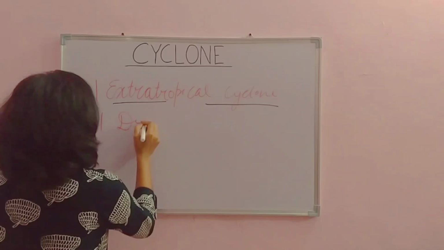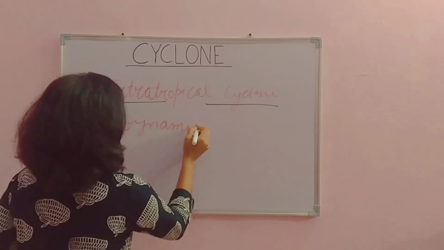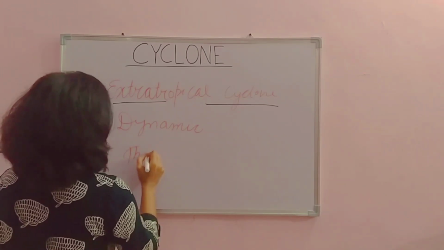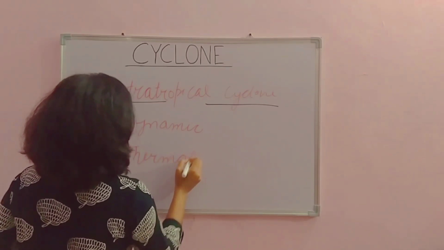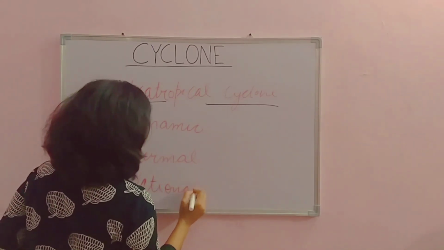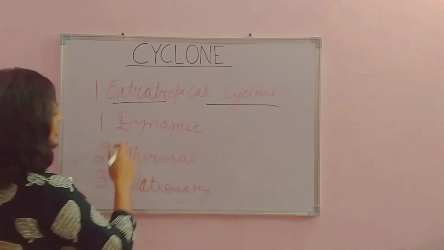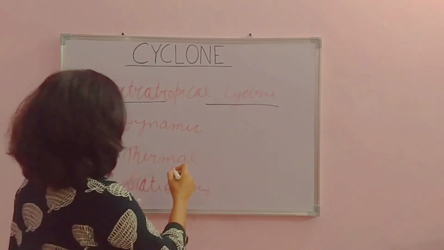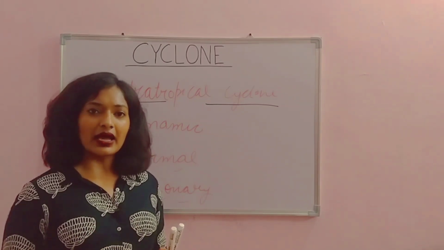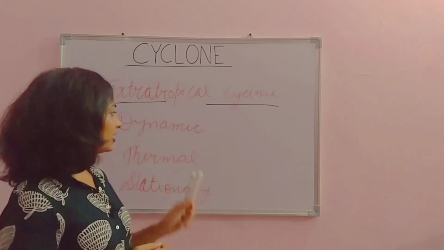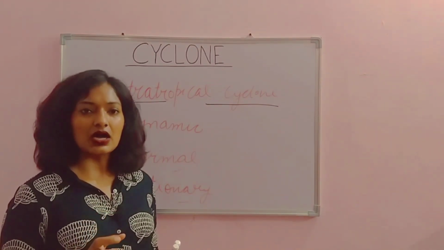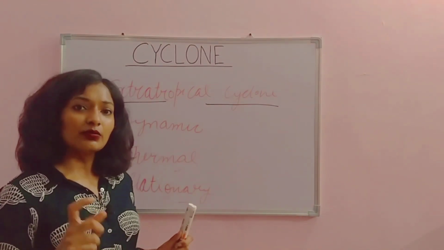One is dynamic, second one is thermal, and third one is stationary cyclone. Let's understand one by one what is dynamic, what is thermal, what is stationary. Dynamic cyclones are considered real cyclones because they are based on the theory of frontogenesis, where two air masses are converging at some latitude.